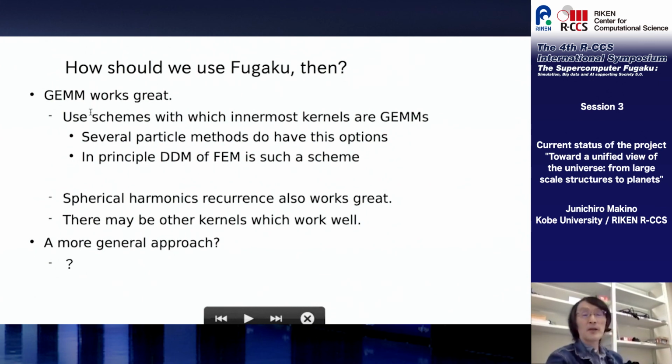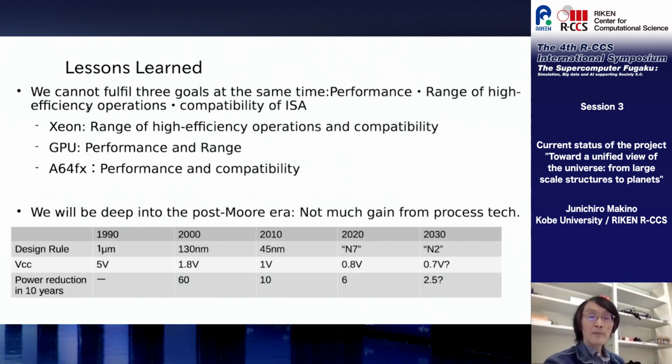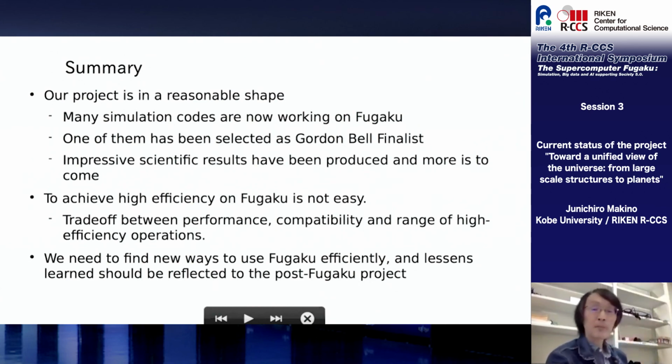And so the question is how we can use Fugaku efficiently, and one possibility would be to try to iterate everything using the GPU. The point is that we have thought it's probably impossible to fulfill the three goals at the same time: the performance, the range of highly efficient operations, and the compatibility. If you compare Xeon, GPU and Fugaku, each lacks one. So this is the end of my talk.